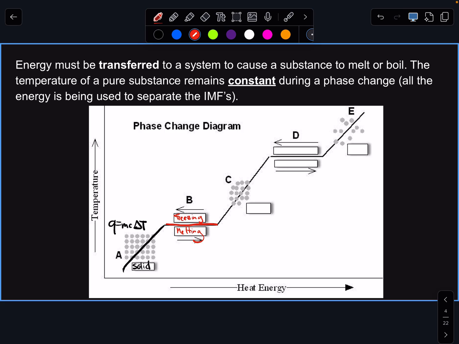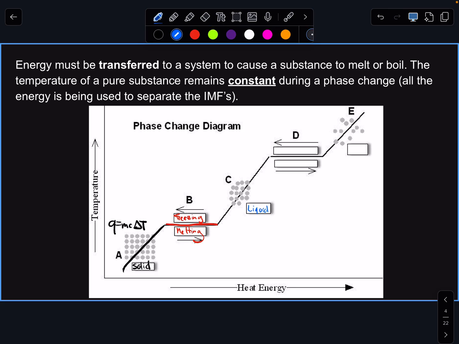From what I understand, it's going into breaking the bonds between the molecules. Perfect. The IMFs, yep. So all the energy at this point that's being put in is being used to break them apart. They can't start moving faster until you unlink them from each other. So that's why while it's melting, the temperature will not go up. It's going to stay flat. For water, it would stay at 0 Celsius. Once it's all melted, now the water can start heating, right?